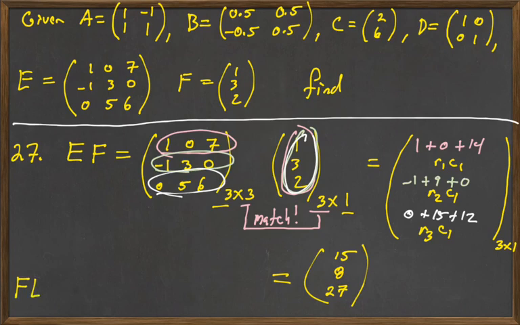Okay, and we'll go ahead and mention that FE is not equal to, well, I meant to say, not equal to EF. Pardon me. So FE was not even defined, but EF was defined, and we could find the multiplication. So another instance that matrix multiplication is not commutative.